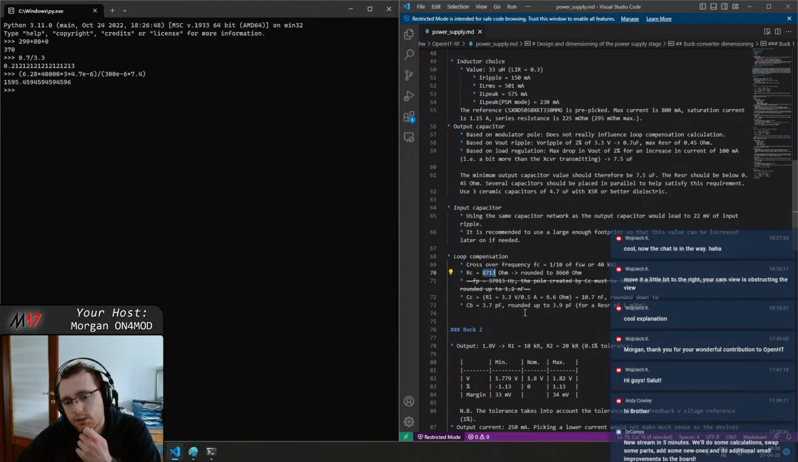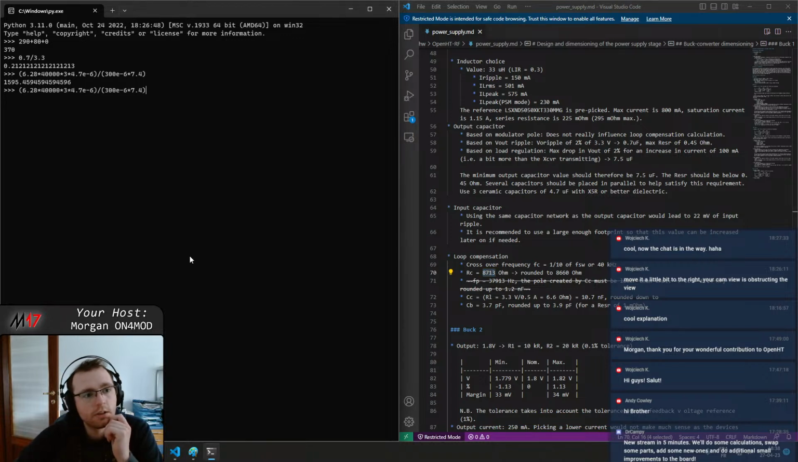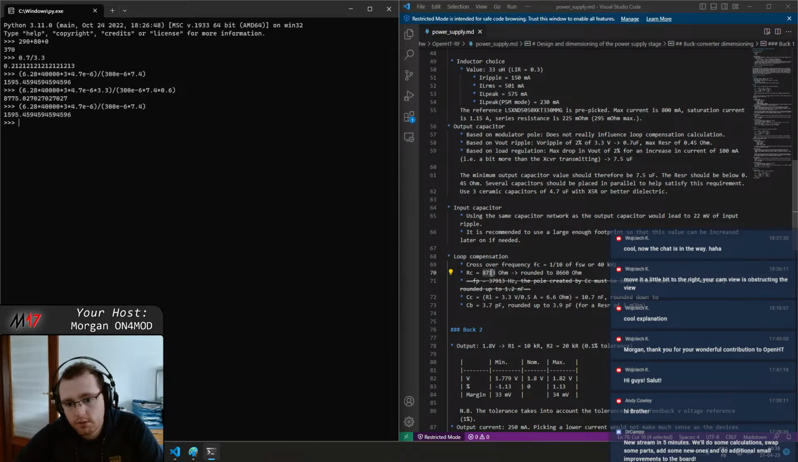This is gonna change a lot actually. What if we had like 3.3? Oh yeah, times 0.6. Yeah, of course it's gonna change. Okay, no worries. So this is now RC is that.